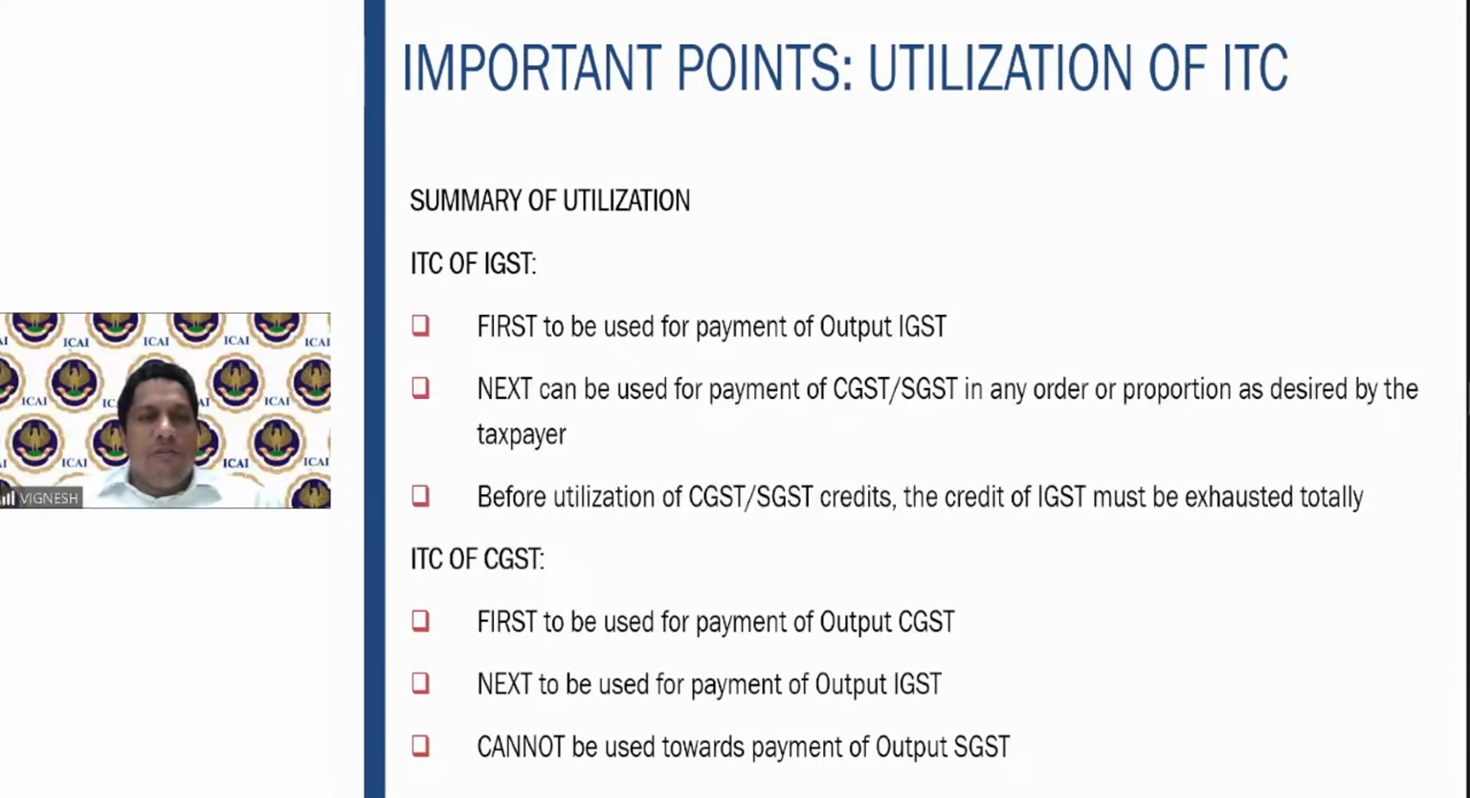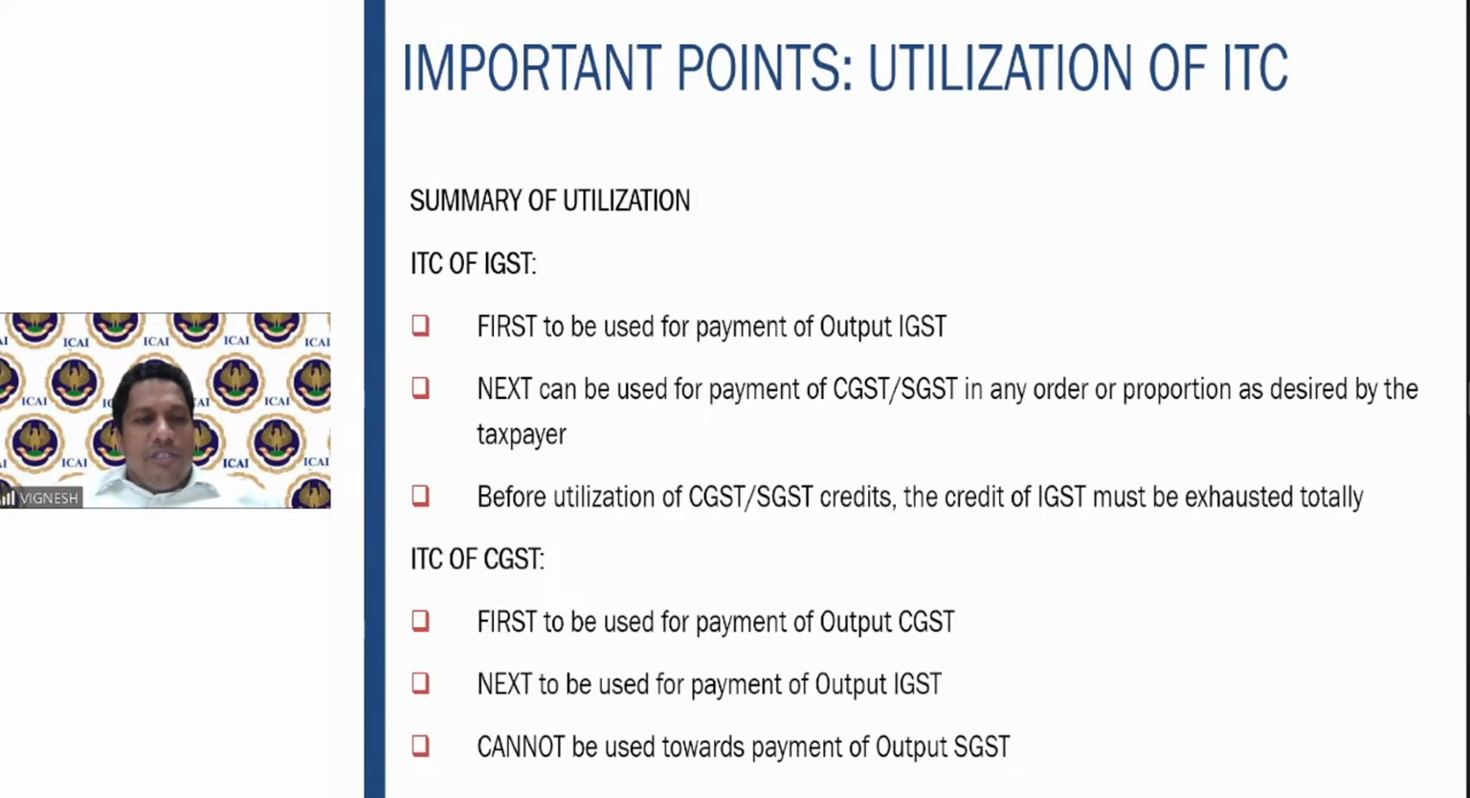So ITC of IGST is first used for output IGST, then used for payment of CGST, SGST in any proportion. Before you use the CGST credits, the IGST must be exhausted totally. This is the most critical point which you have to remember. We'll work out multiple problems on the order of set off. At that time, all this knowledge is important for you. You have to keep it in mind very, very clearly.